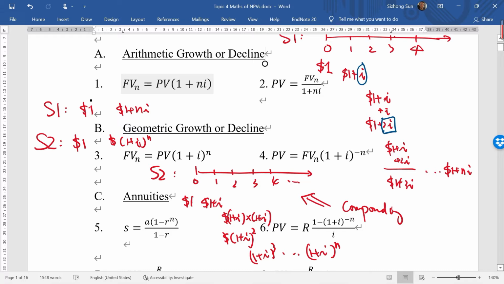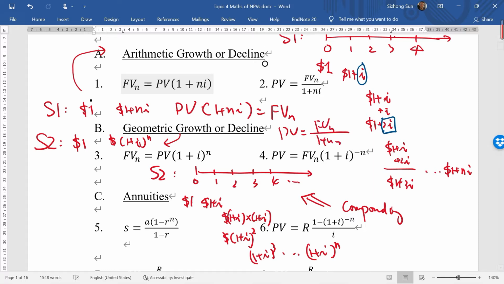So for strategy 1, we get what we call arithmetic growth, or decline if the interest rate is negative. And for strategy 2, we get what we call geometric growth or decline. For arithmetic growth, the present value, so $1 is the present value, times 1 plus ni will be equal to the future value in year n. Or in other words, present value will be future value divided by 1 plus ni.